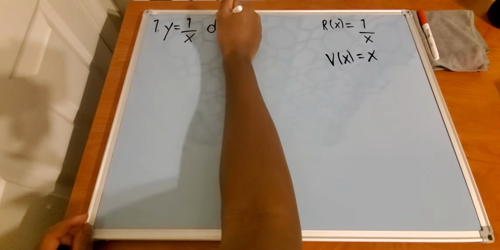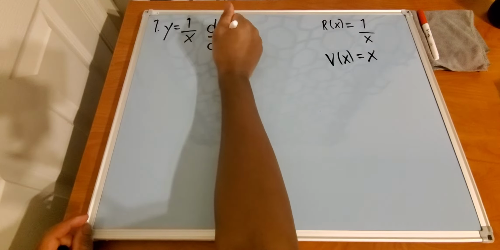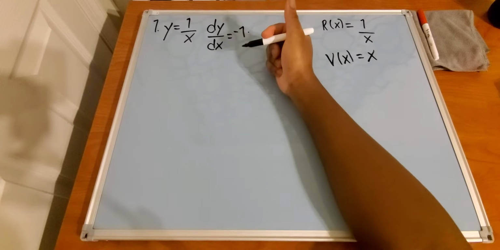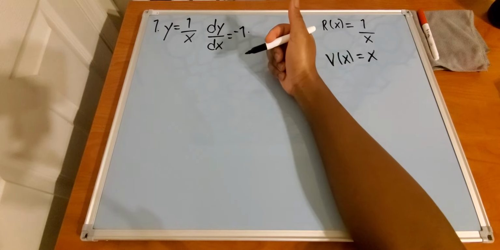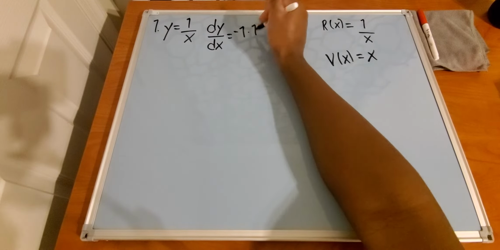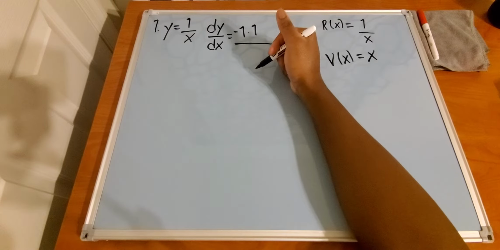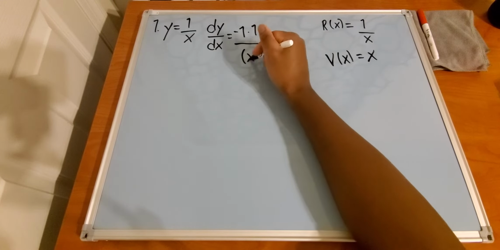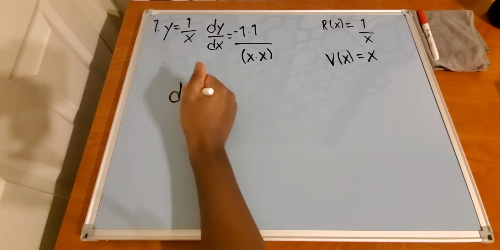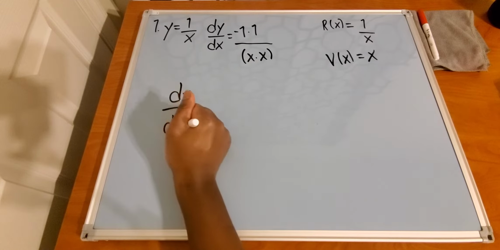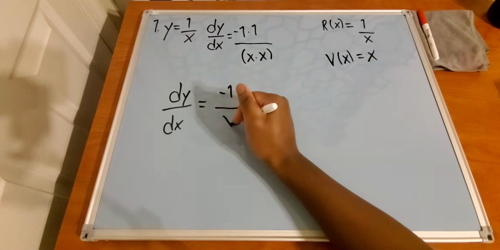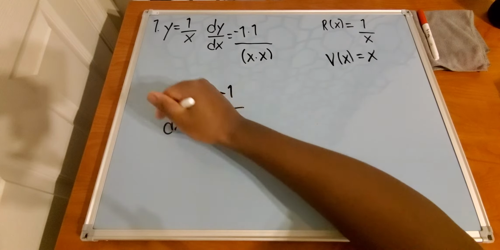So the derivative of y with respect to x is equal to -1 times the derivative of whatever's in the denominator, so x. The derivative of x is just 1, over whatever's in the denominator squared. So we have x times x. We can rewrite this, and we can say the derivative of y with respect to x is equal to -1 over x squared. And this is our final answer.